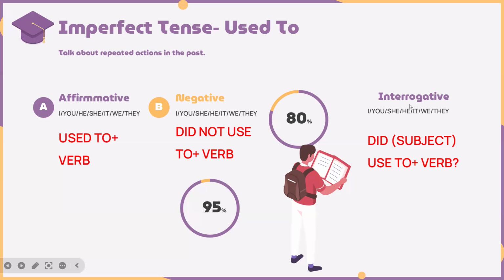For the interrogative structure, well, we have to start off with the auxiliary verb "do," in this case in the past tense. So "did," the subject, "use to" without D, okay, it's very important that you pay attention to the structure here, without D, "to" plus the verb. So did you, the subject, use to eat chicken when you were a child? And that would be the question form. Okay.